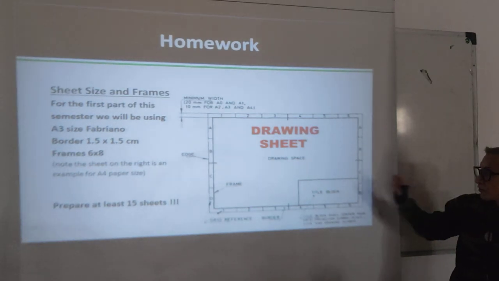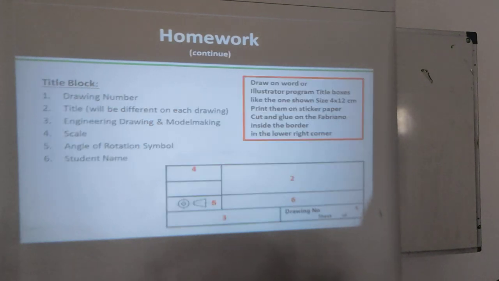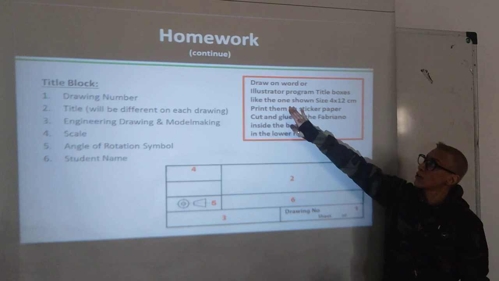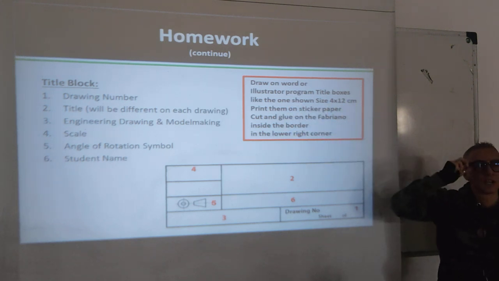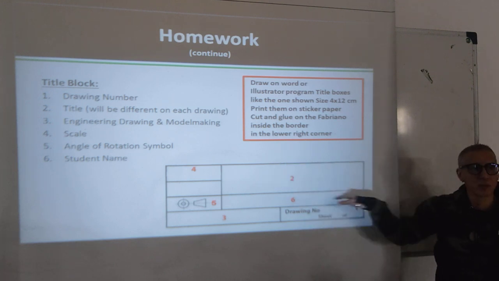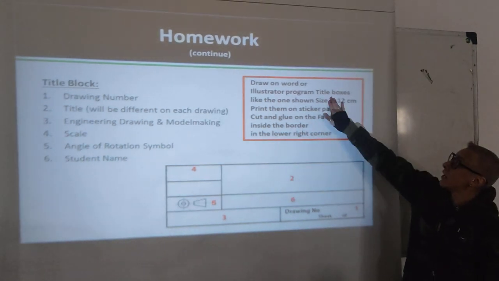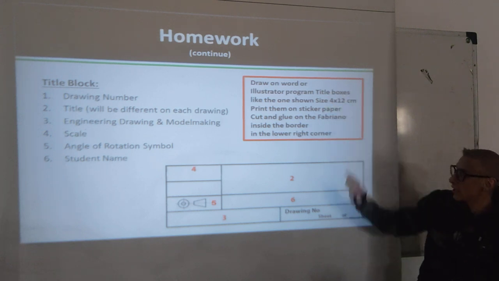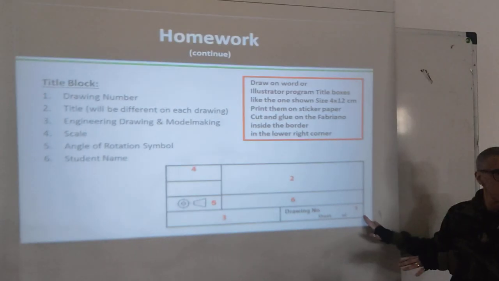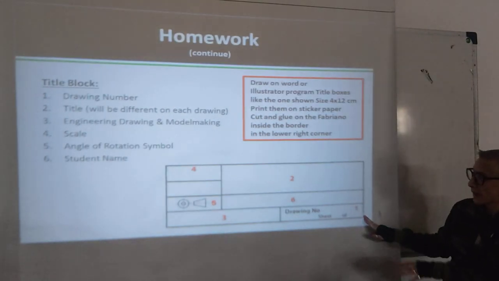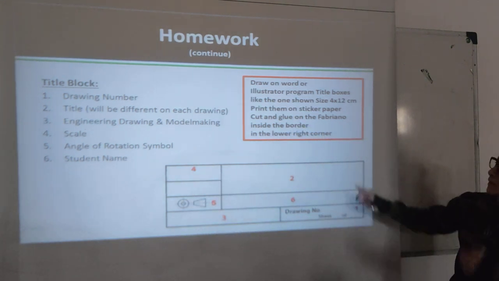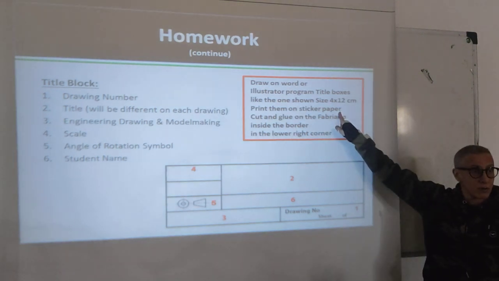Now, this title block, you will learn how to do it. You will draw it on Word program or Illustrator program, whichever you are more comfortable with. It's just very simple. It's just the box, the lines in between the divisions. And so it needs to be 4 centimeter by 12, for our drawings for now, for the A3 paper. So this is here each 1 centimeter, and this here 12. Print them on sticker paper.